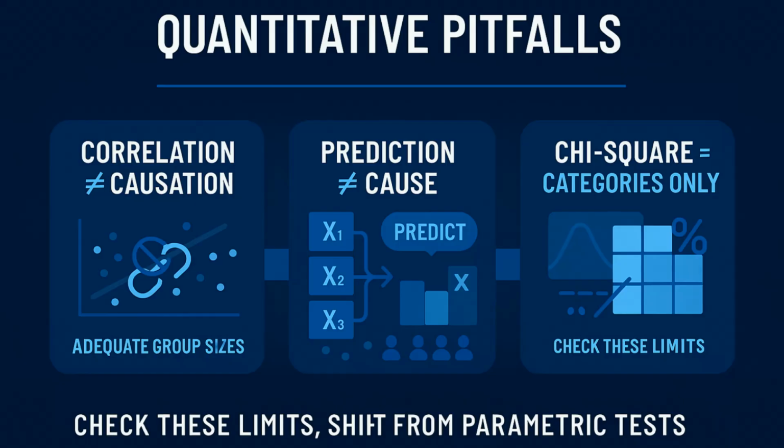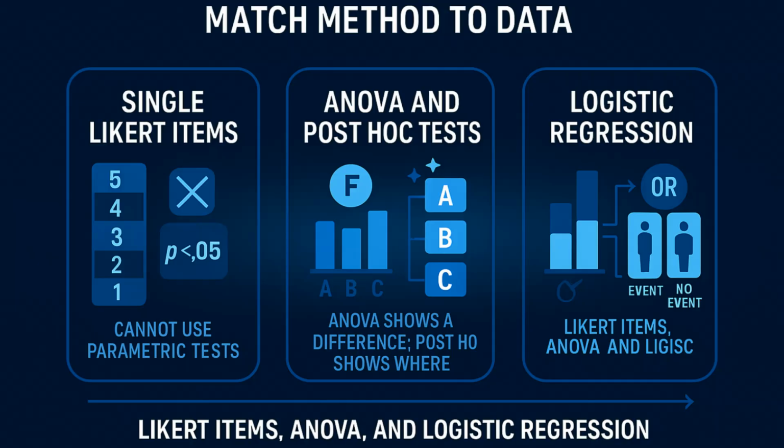Correlation does not imply causation. Regression prediction does not prove cause and effect. Chi-square cannot be used with continuous variables. Single Likert items cannot be analyzed with parametric tests. ANOVA only indicates that a difference exists. Post hoc tests are required to identify which groups differ.